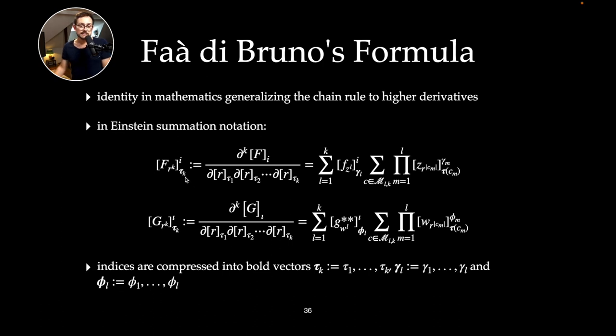The indices right here, this tau and this tau here, are actually in bold face, so these are compressed. So this belongs to tau 1, tau 2, up to tau k, right? And so is gamma l as well. This is actually a bold index. Gamma 1, gamma 2, and up to gamma l are the corresponding integer numbers.